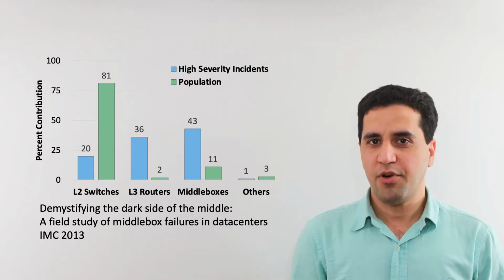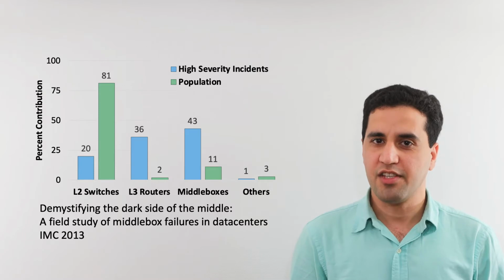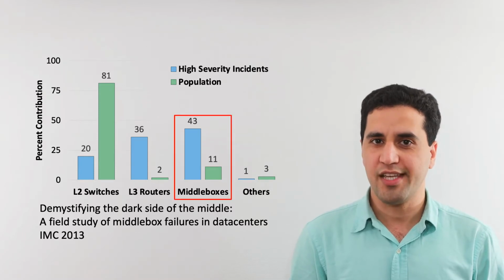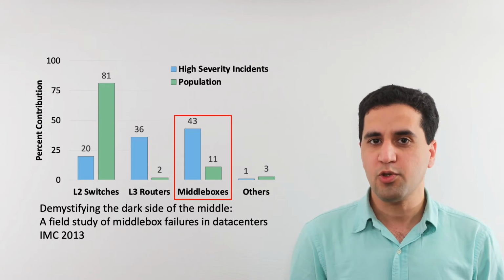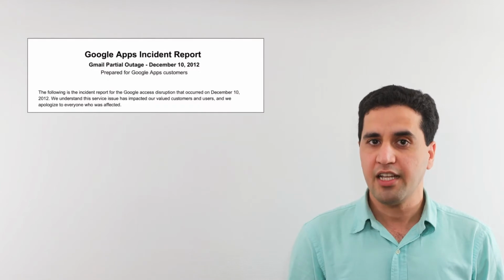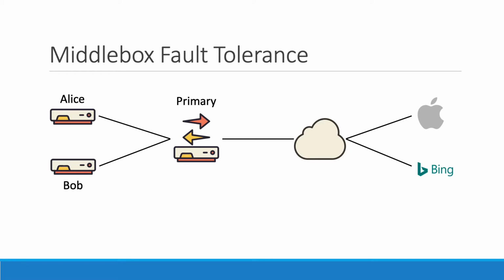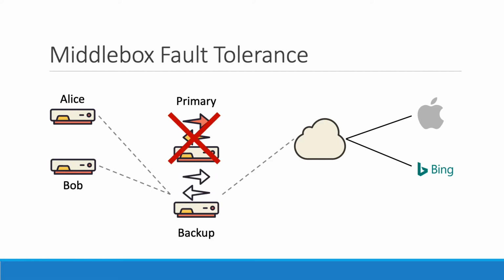Because of their critical operation, middlebox failures are the largest source of high-severity incidents in one data center study. Although they are only 11% of all network devices, they contribute to 43% of high-severity incidents. Their failures have led to major service outages. As a result, there is significant work to build fault-tolerant middleboxes. Their basic idea is to have a backup instance so that upon failure, the traffic is redirected to this instance. In this example, upon the failure of the primary NAT, the traffic is redirected to the backup NAT.